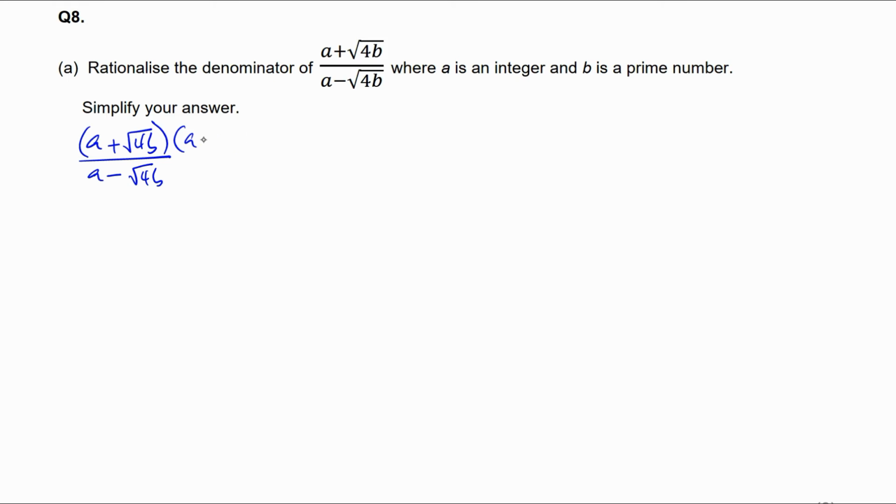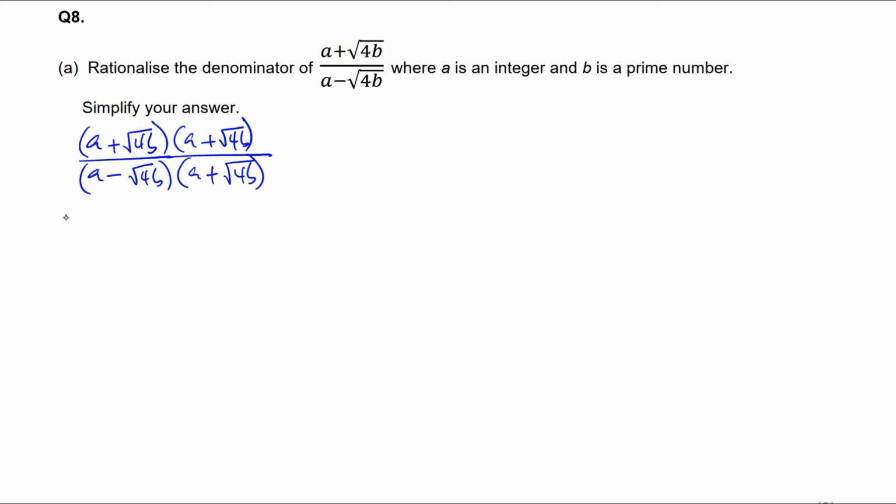So we multiply the numerator by A plus square root of 4B, and then A plus square root of 4B. If you remember from the previous question, number 7, difference of two squares. So I switch the signs in the denominator so that I can apply difference of two squares. All right, so let's start with the numerator.